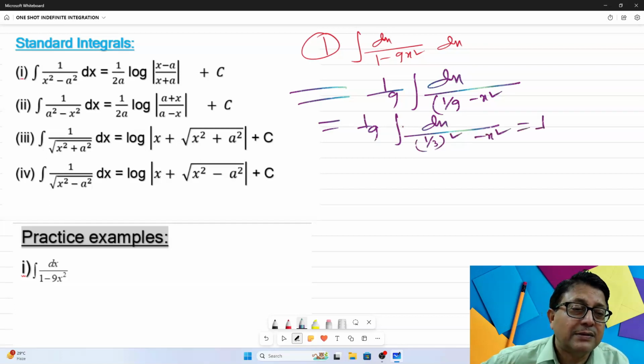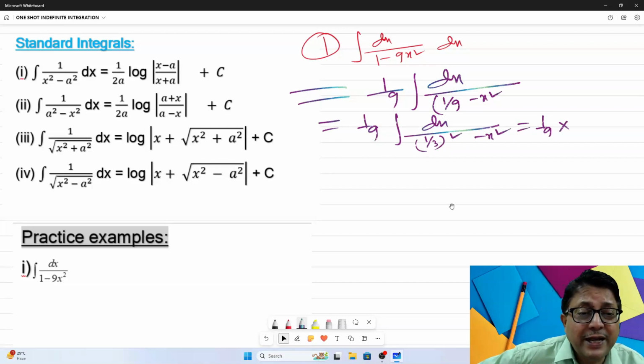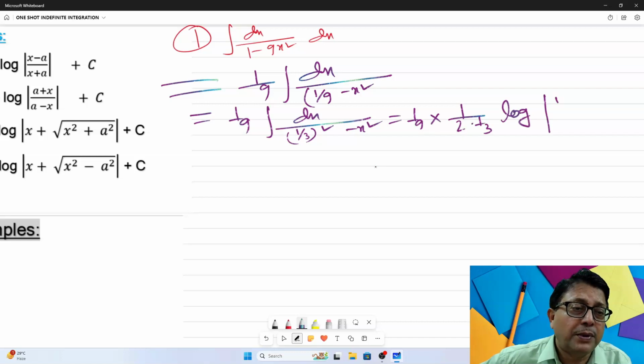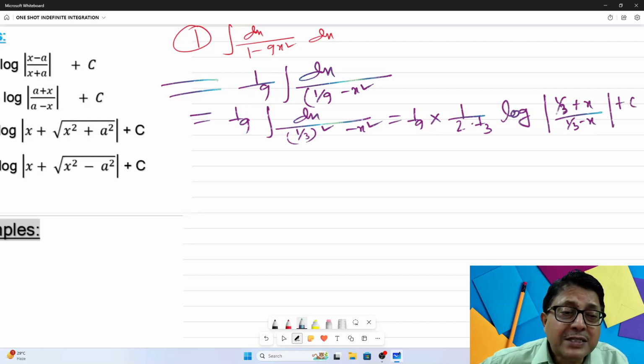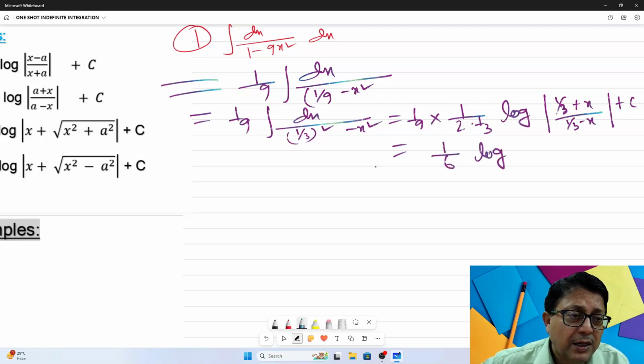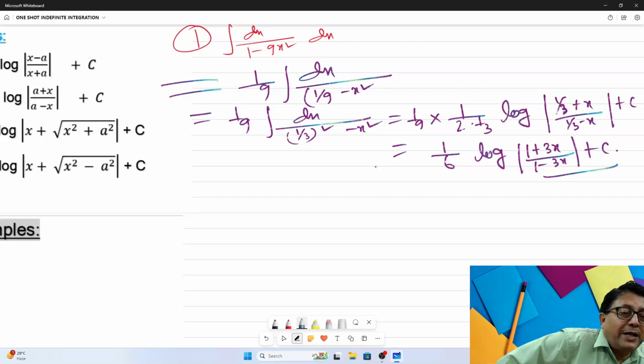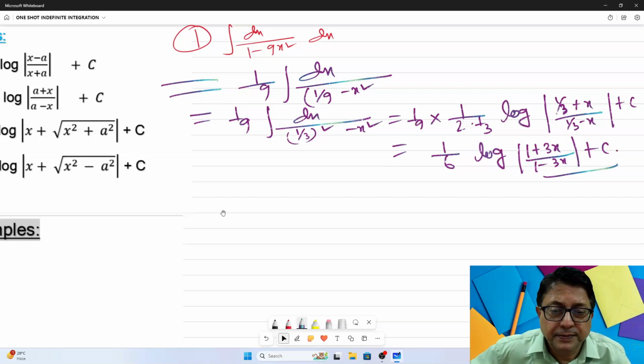Alright, what's the answer? dx by a square minus x square is 1 by 2a log of mod of (a plus x by a minus x) plus c. You can simplify it. It is 1 by 6 log of mod of (1 plus 3x by 1 minus 3x) plus c. Okay.